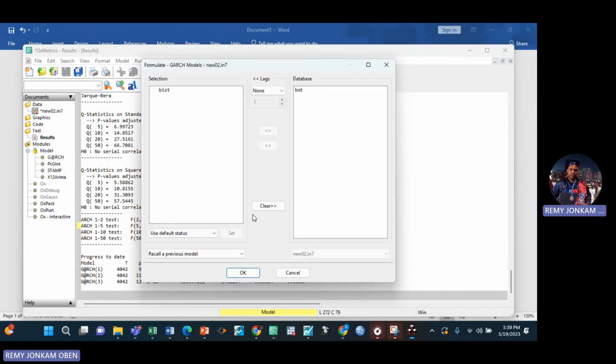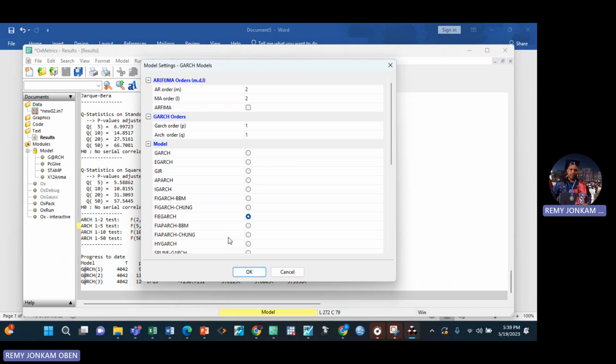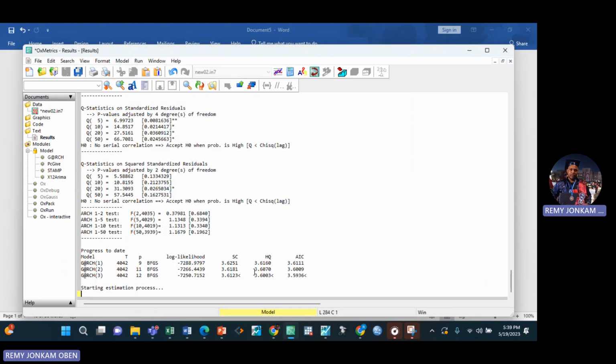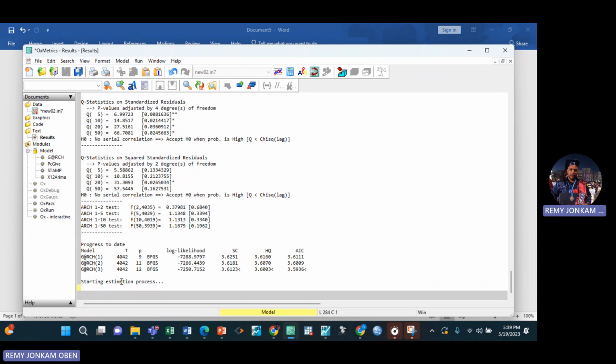Estimate the FIEGARCH model since we have seen that it is the best model. So you see the FIEGARCH model, just estimate it again. So let's wait for the results. It's taking some time. You see, it says starting estimation process. So it's still estimating. We have to wait for the results to come.